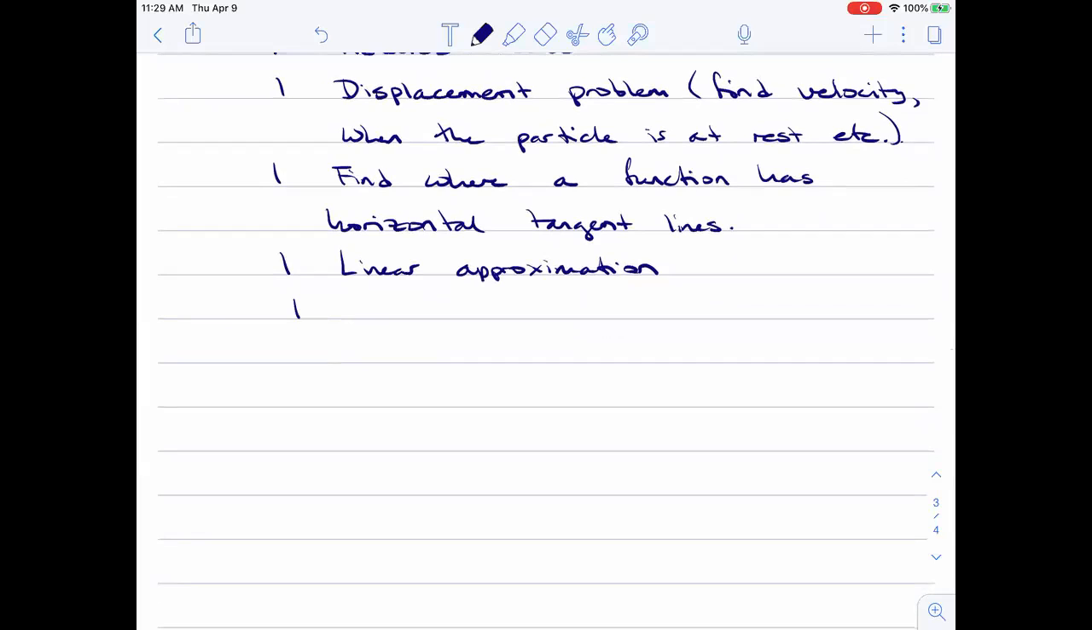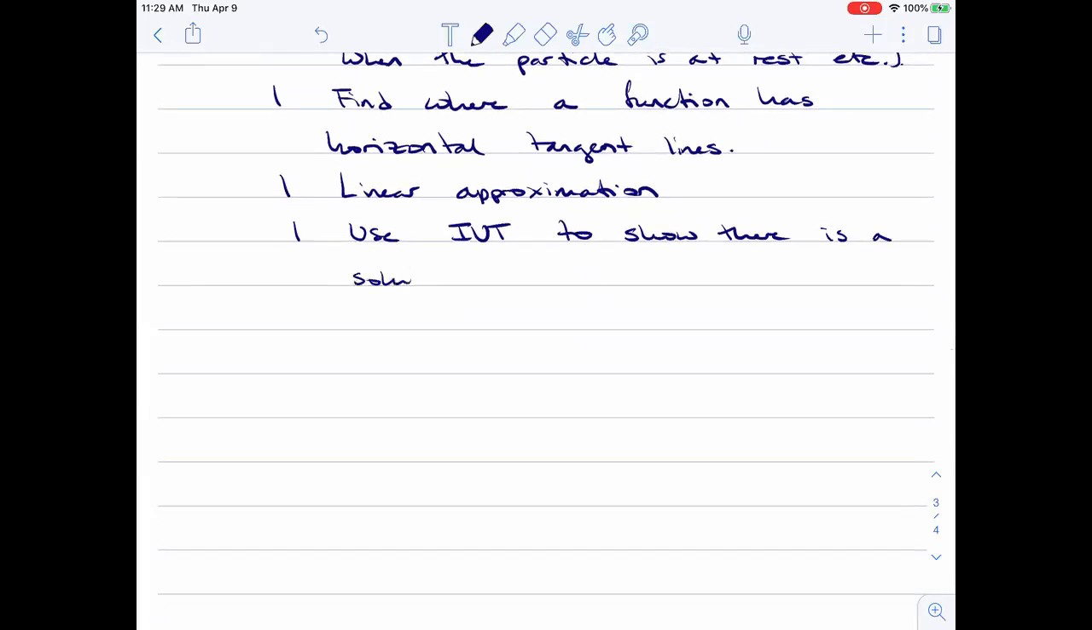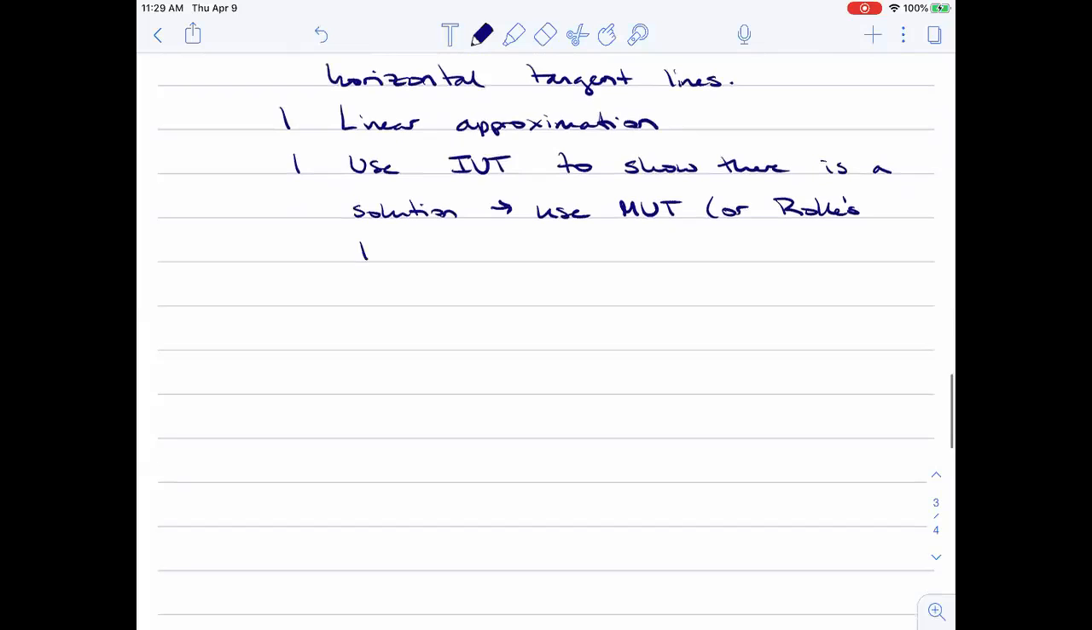Then there's going to be one question where you have to use the intermediate value theorem, IVT, to show that there is a solution. And then in the next part, you're going to use the mean value theorem or Rolle's theorem, whichever you prefer, to prove that there is only one solution. And we did that on this most recent test. But also there's lots of practice in those practice finals.